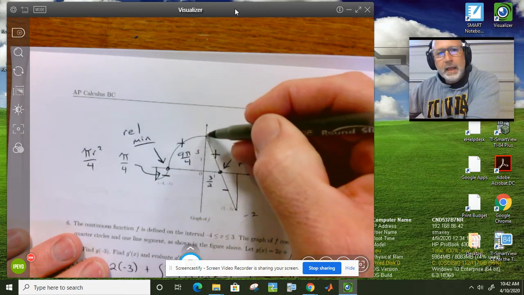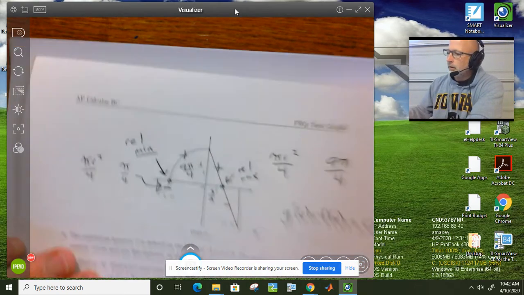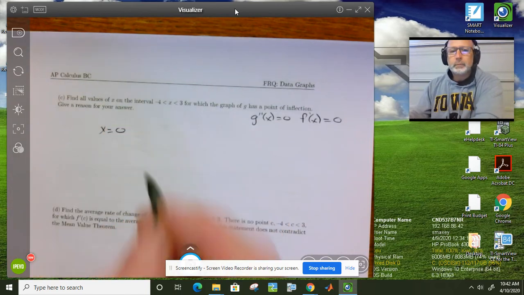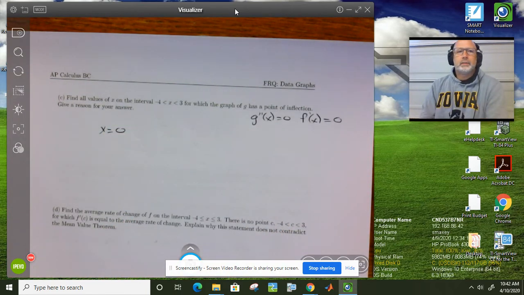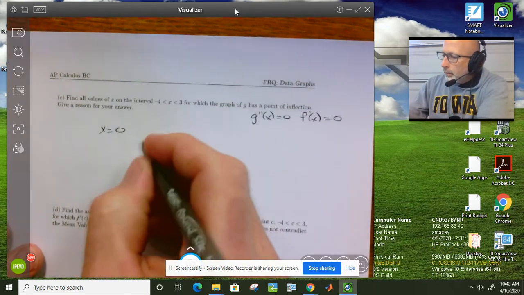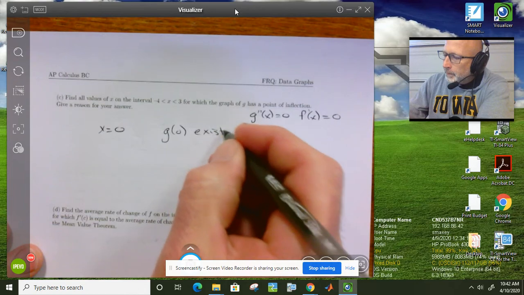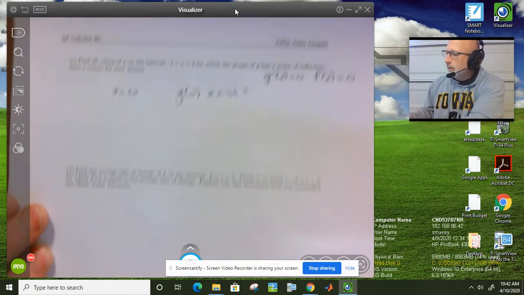So we do have a candidate here at x is equal to 0. So let's take a look at x is equal to 0. That's a place where it switches concavities. Now, would that be a point of inflection? In order for it to be a point of inflection, it has to be a point. So does G of 0 exist? Okay, does it actually exist?